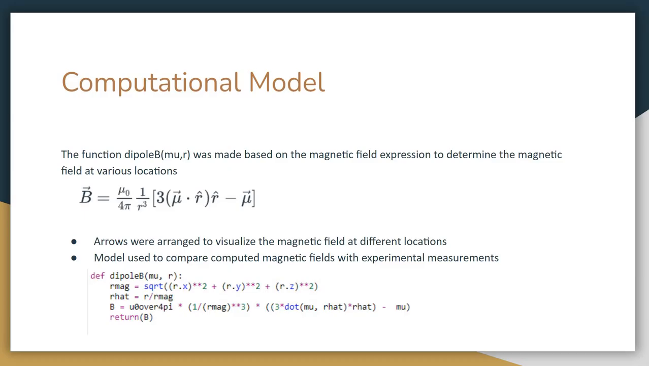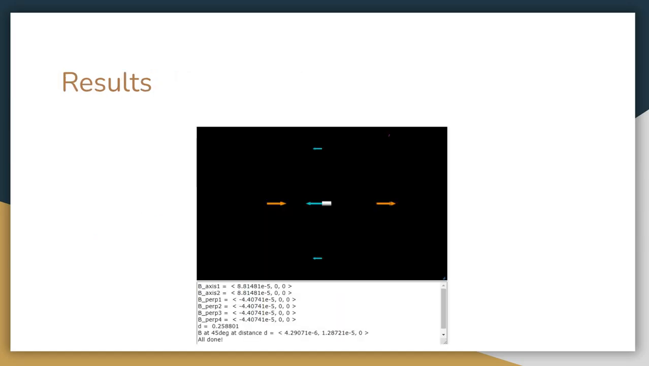Computational model. The computational model used GlowScript and displayed this formula for the magnetic dipole. Arrows were also added to visualize this field at different locations. And then the model was used to compare the computed magnetic fields with the experimental measurements shown below. And here's the results. You can see the arrows of the magnetic field.